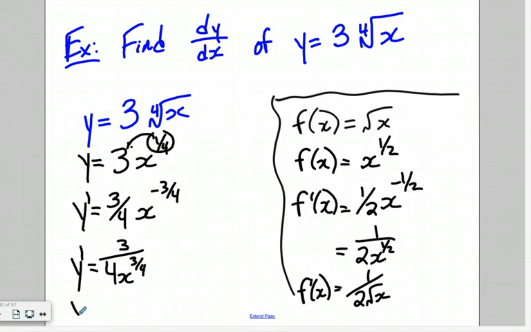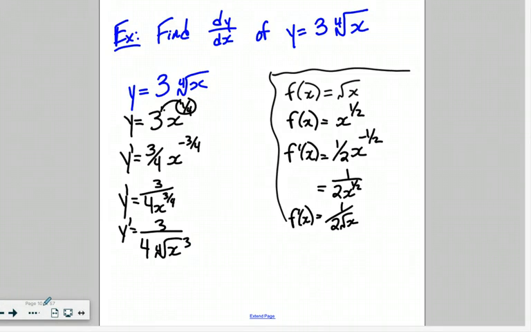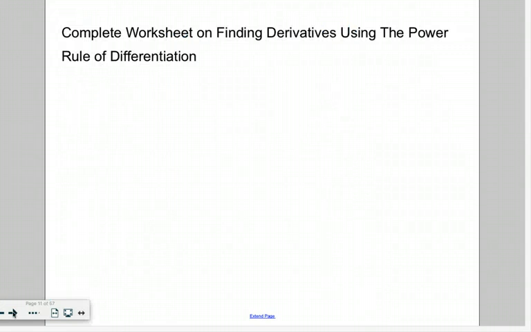And again, trying to write that using radicals, the denominator of our exponent tells us the type of root, so we have a 4th root there, and the numerator tells us what we're doing with it. So we have 3/4 times the 4th root of x cubed, and that would be our derivative function. So that's just using those methods.